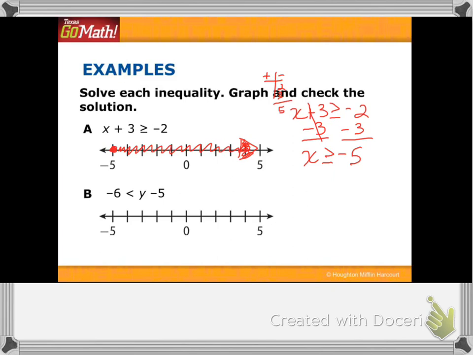Now, I've graphed on my number line, so I need to check. I need to pick one of the numbers. I'm going to pick right here. I'm going to pick the 2. And I'm going to substitute that into my solution.